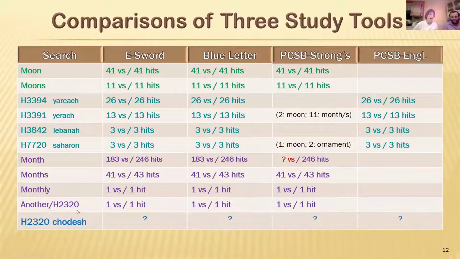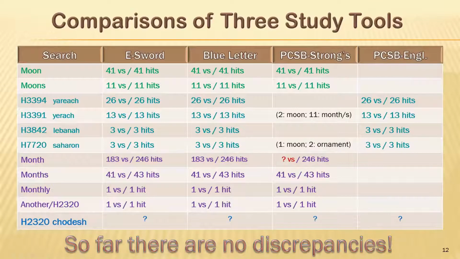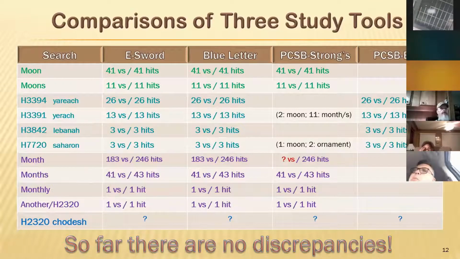But this word, Kodesh, with the word number 2320, this is where our question comes in. Otherwise, we basically have no discrepancies. We're still all really happy.